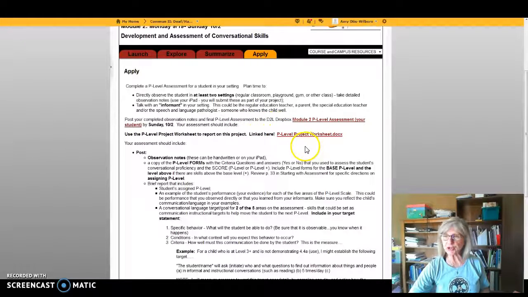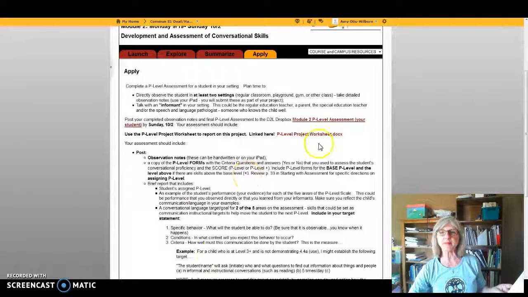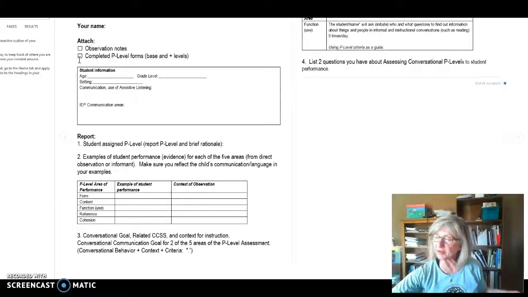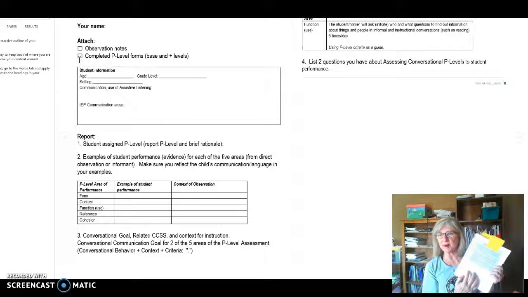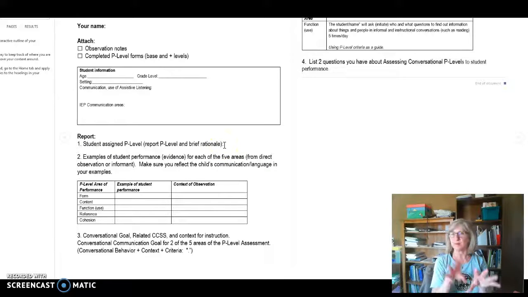I have a worksheet that is going to help you know exactly what to do. So this is the P-level project worksheet, which I think is up here and we can look at. You want to attach your observation notes. You want to attach the P-level form. That's the form that if you determine it's a P-level 5, then you want the form completed for P-level 5. I need student information. And then in your report, as you write, what's the student's assigned P-level, briefly, and a rationale. Use this worksheet. Don't do it on anything else.